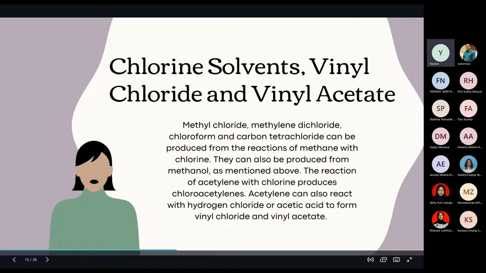Chlorine solvents, vinyl chloride, and vinyl acetate. Methyl chloride, methylene dichloride, chloroform, and carbon tetrachloride can be produced from the reactions of methane with chlorine. They can also be produced from methanol, as mentioned above, and the reaction of acetylene with chlorine produces chloroacetylenes. Acetylene can also react with hydrogen chloride or acetic acid to form vinyl chloride and vinyl acetate.